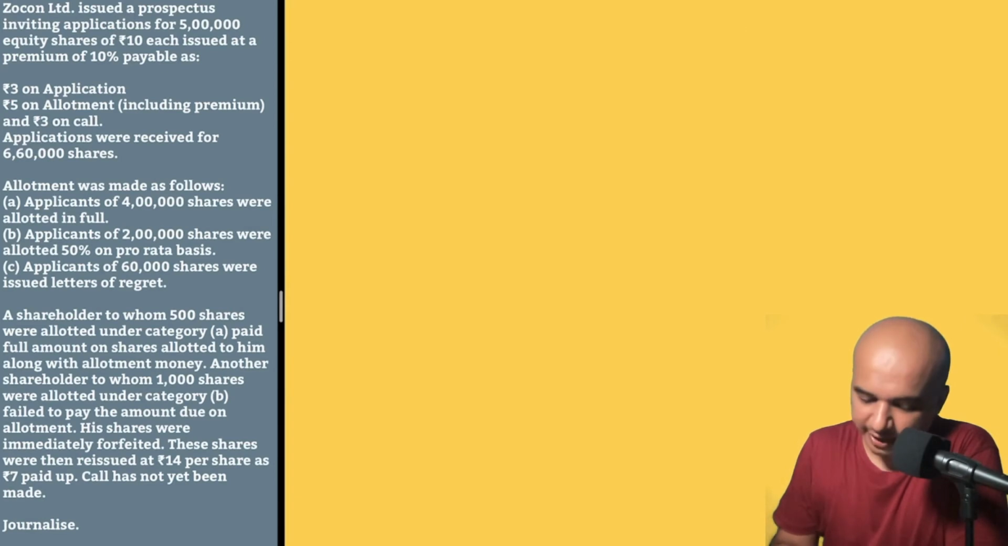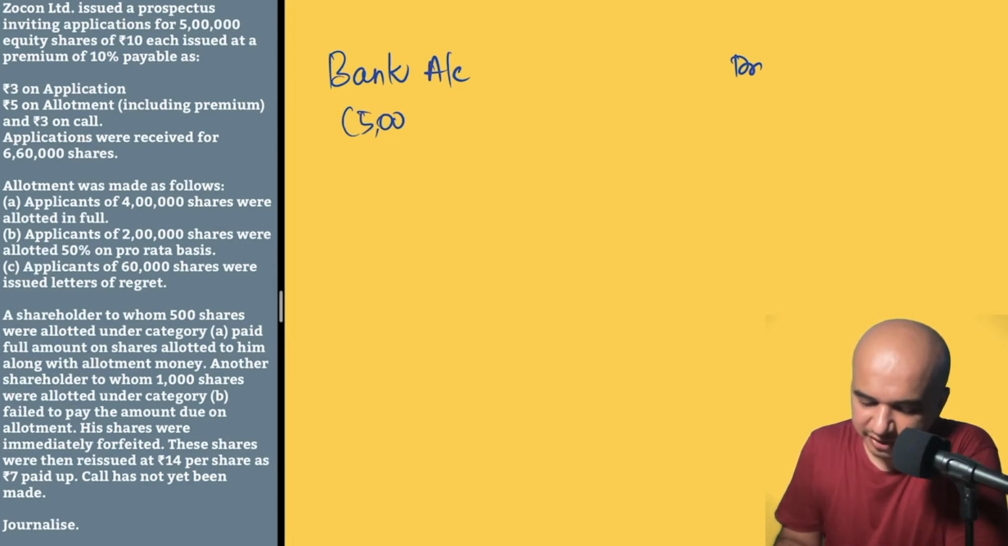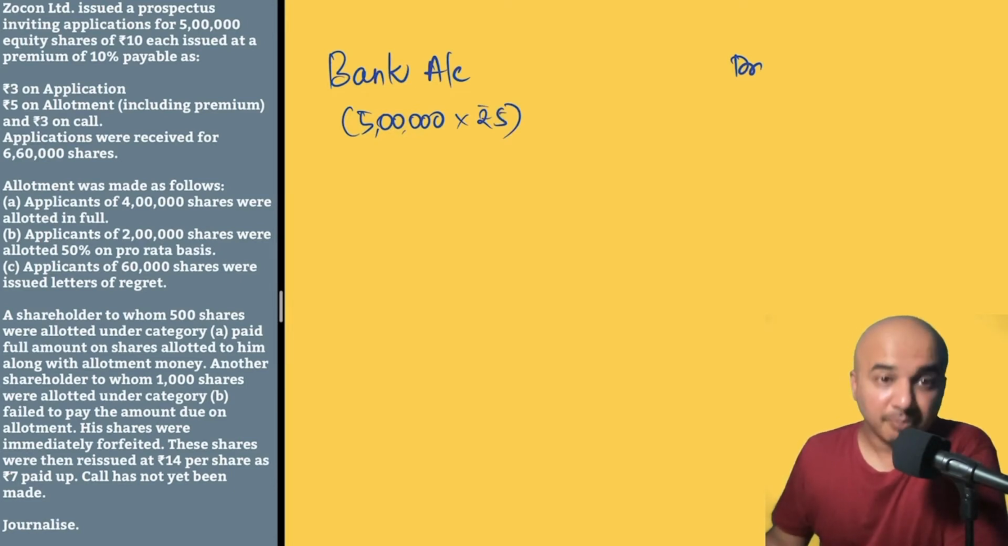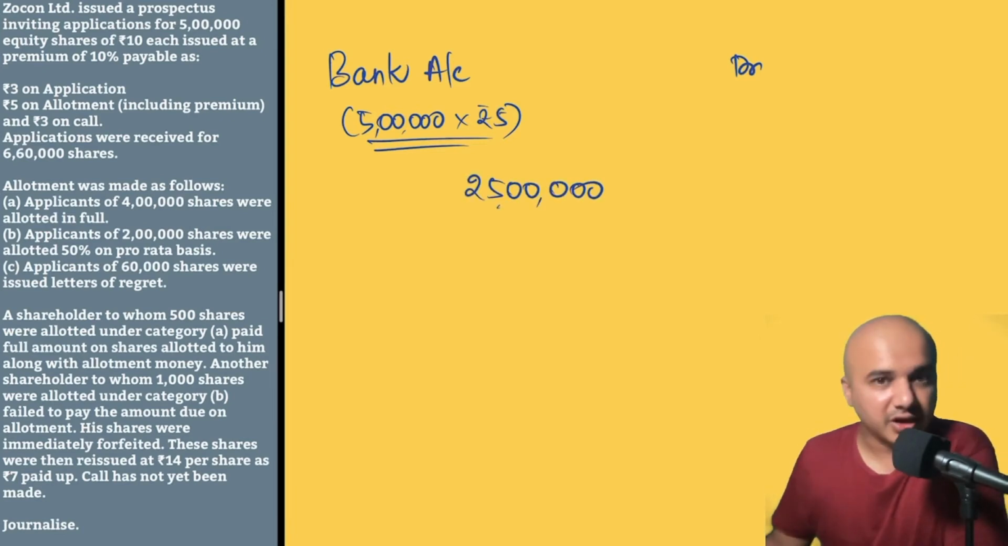So let me write down the entry: bank account debit. Now in this case, we have asked or called upon the shareholders to pay 5 lakh shares into rupees 5 per share, but we will not receive this amount. I'll tell you how. So this will be 25 lakhs, right? The money which is due towards share allotment.